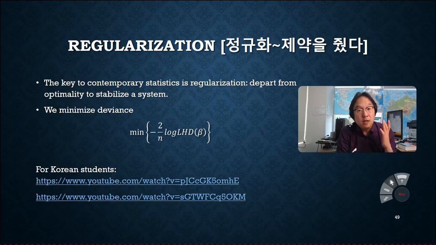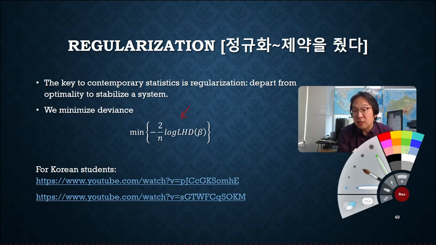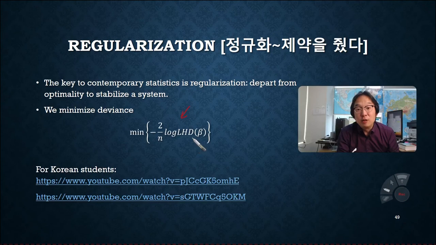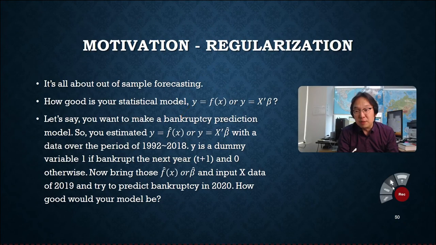Okay, here we have the formula in the likelihood function format. LHD stands for likelihood, and then beta. And for this regularization explanation for Korean students, you can Google search this, right? There are tons of great lectures about regularization in the Korean language, perhaps the best ones. So you can benefit from them. But let me try with an English version myself. It's very challenging, by the way.